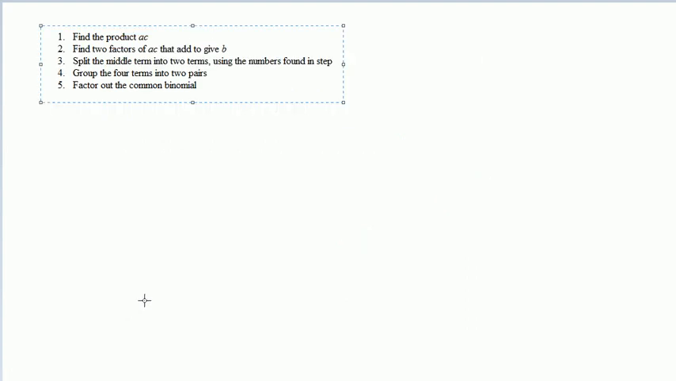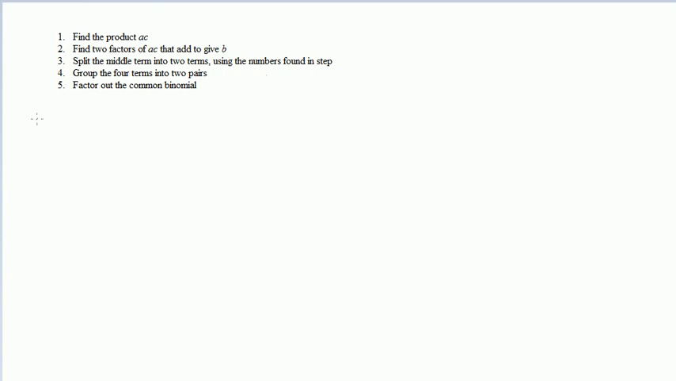Let's see it. So in the second method, it's called factoring and grouping, and we will do the following. First, find the product of A times C. Find the two factors of AC that add to B. Split the middle term into two terms using the numbers found in the previous step, group the pairs, and factor out. I didn't get it.